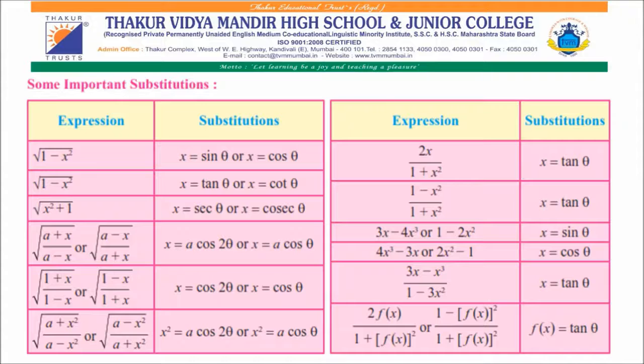Then coming to the next, for the expression like 3x minus x cube upon 1 minus 3x square, you have to take x equals tan theta. Then the last function: 2 f of x upon 1 plus f of x whole square, it is like 2x upon 1 plus x square, and also 1 minus f of x whole square upon 1 plus f of x whole square. You can take the function f of x as tan theta. This is like 2x upon 1 plus x square or 1 minus x square upon 1 plus x square.